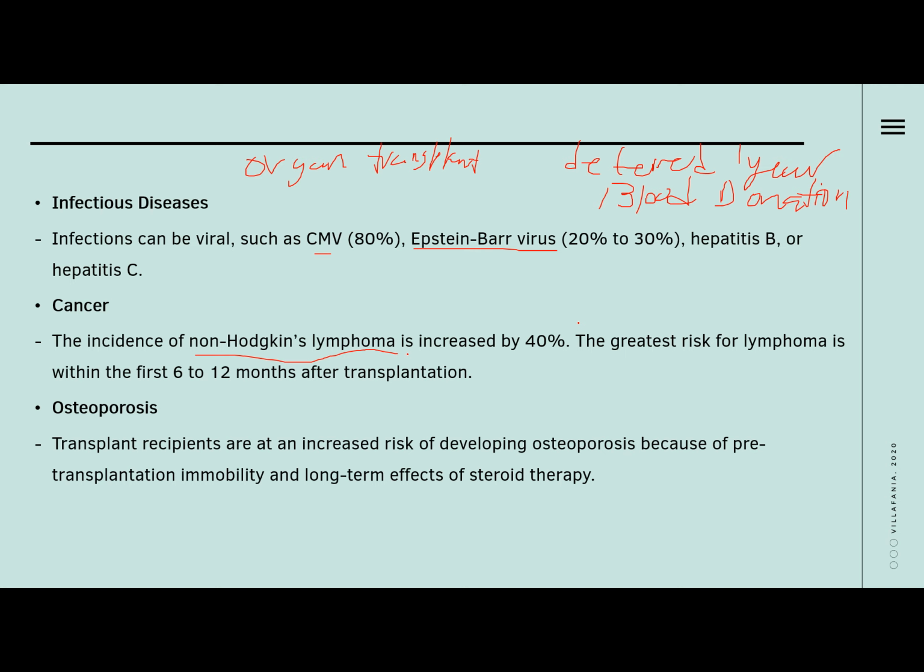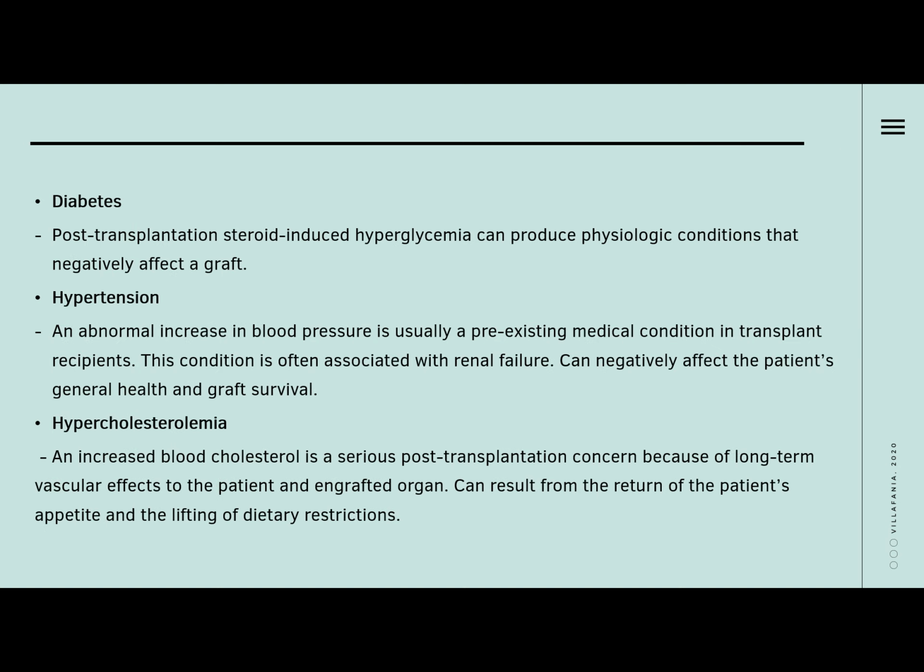Pwede ka rin magkaroon ng osteoporosis, class, because of pre-transplantation immobility. Di ba pag nasalinan ka ng organ, di ka naman kagad nakakagalaw, and that could cause osteoporosis as well as the long-term effects of steroid therapy. You could also develop diabetes, class. So this is due to steroid-induced hyperglycemia.